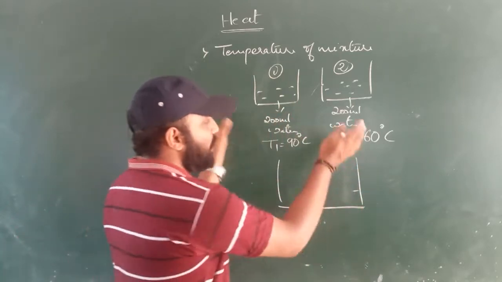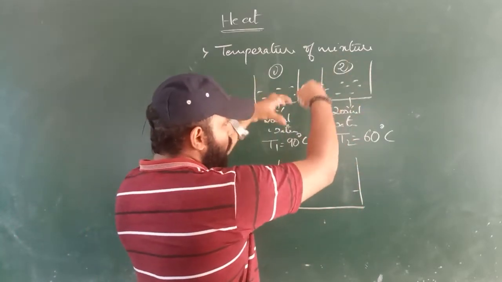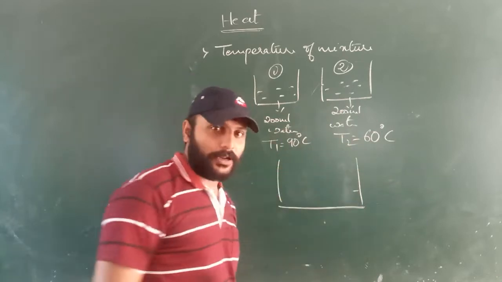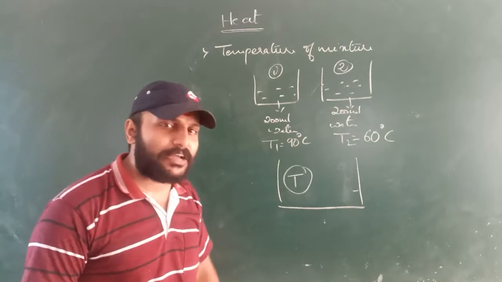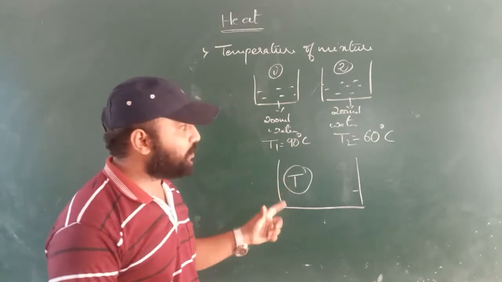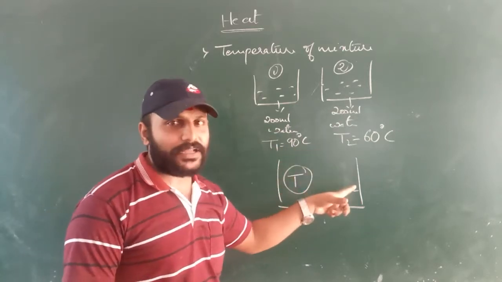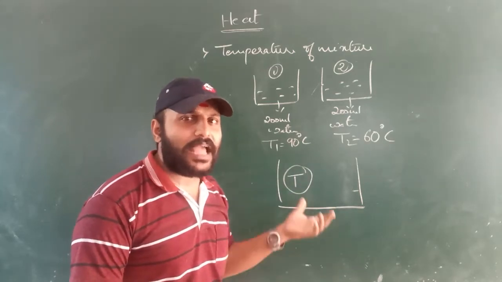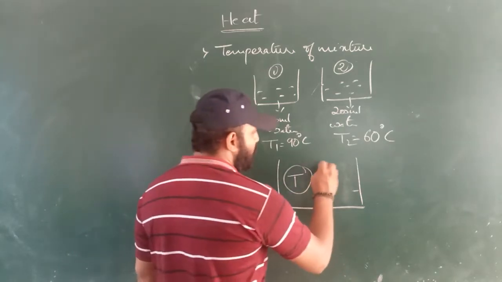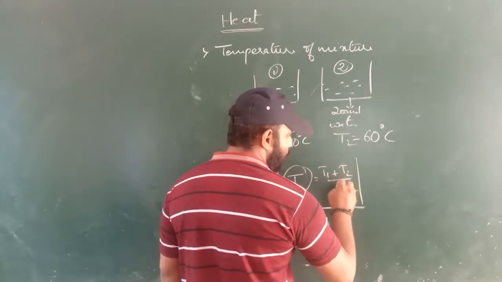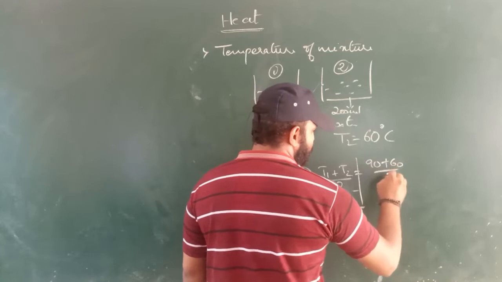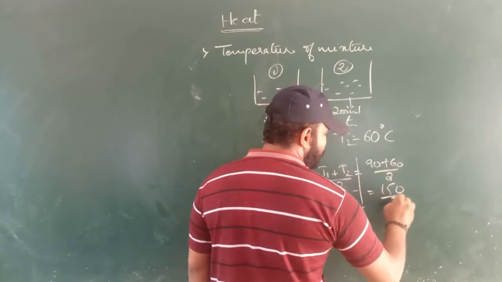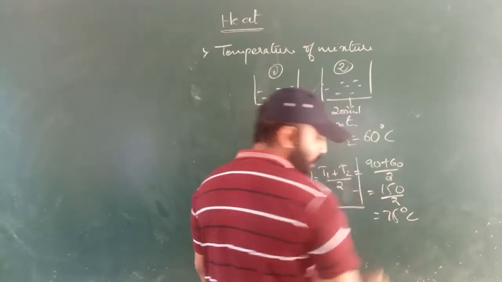Now same thing here. I will pour those 2 waters with different temperatures into the large beaker. Now what will be the temperature of the mixture? If you observe here, it will have a different temperature. Simply we will take the average. The average is (T1 plus T2) by 2. So here it is 90 plus 60 by 2. 90 plus 60 is 150, by 2, and that is 75 degrees Celsius.